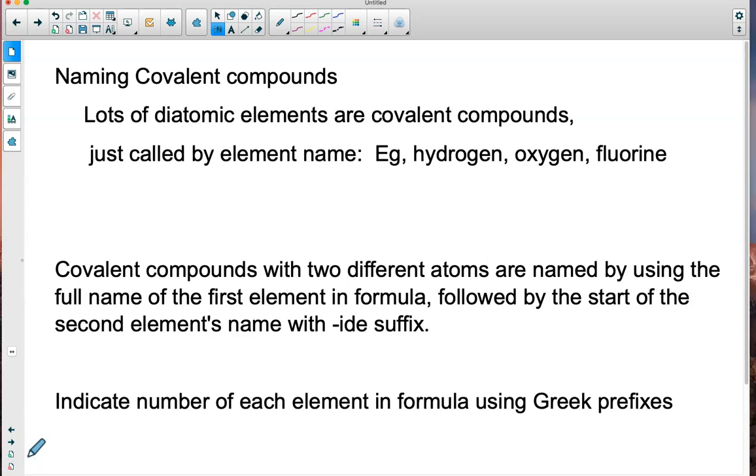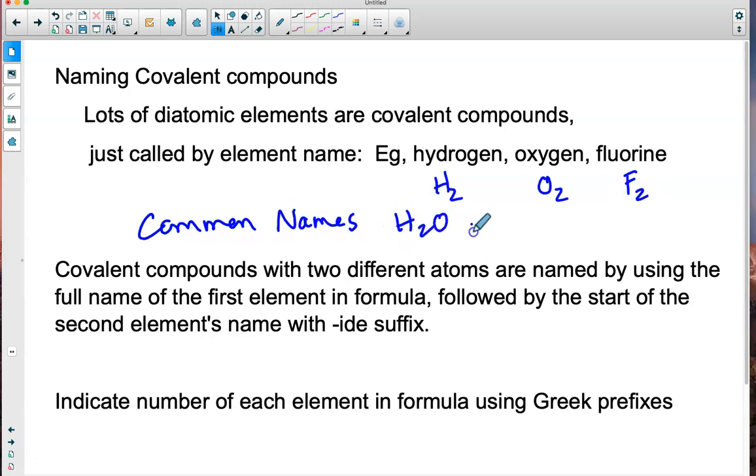A lot of the covalent compounds that we'll look at are just diatomic elements, so they are called by their element name, like hydrogen, which would be H2, oxygen, which is O2, fluorine, which is F2, and there's quite a few of those. There's just some common names, like water, which we also could name according to the systematic way I'm going to cover right now.